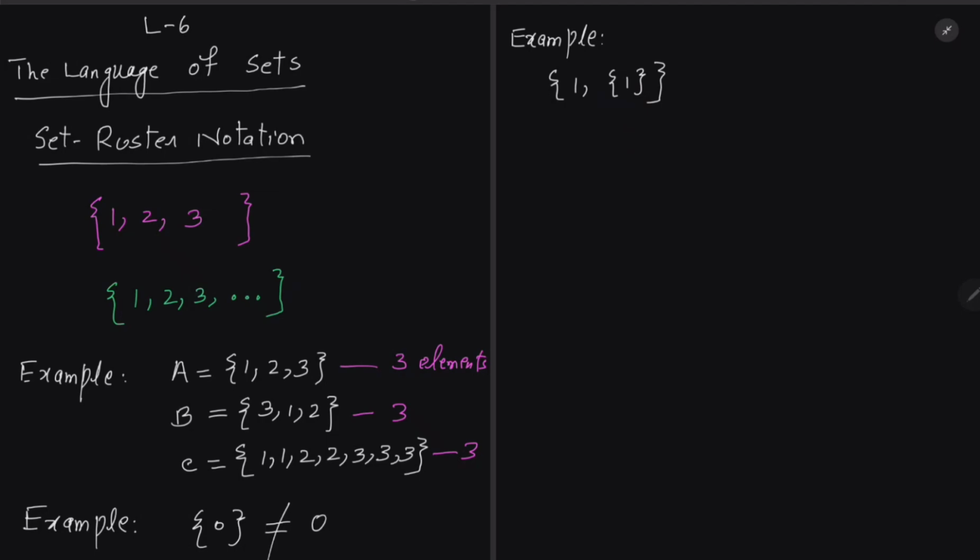Next, there is another definition which is called set builder notation. In set builder notation, we write a set like this: x belongs to S such that P depends on x.